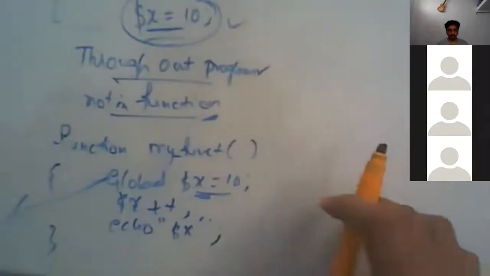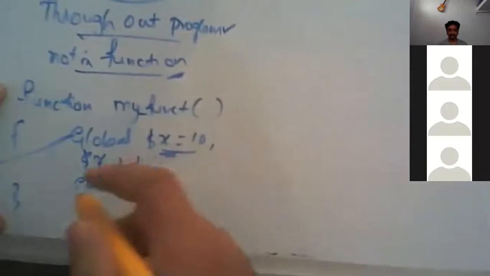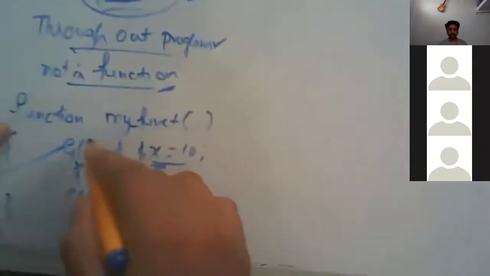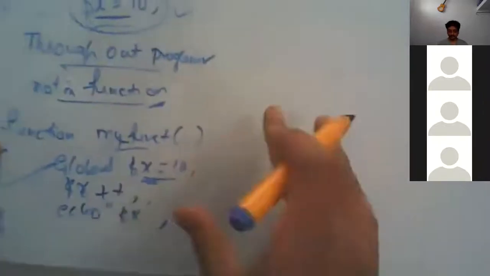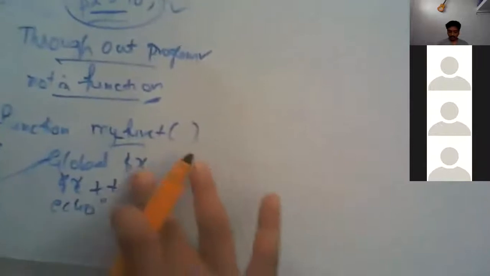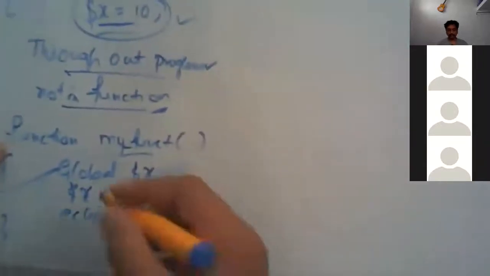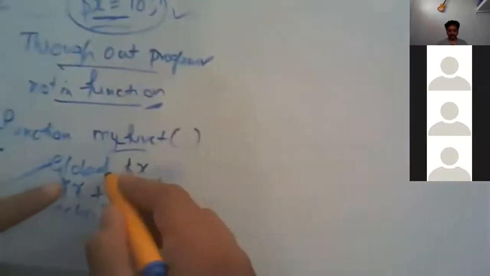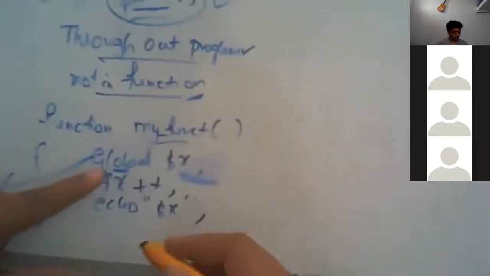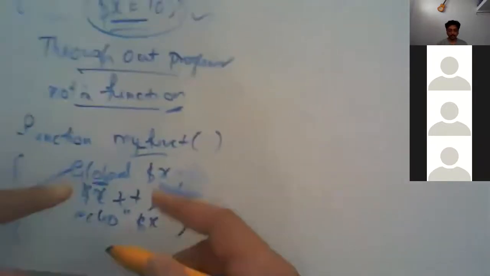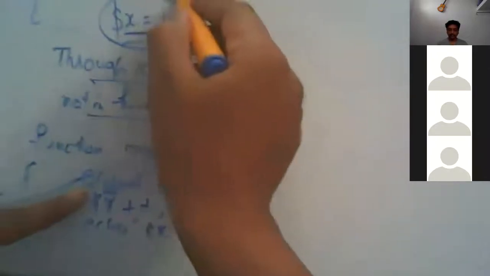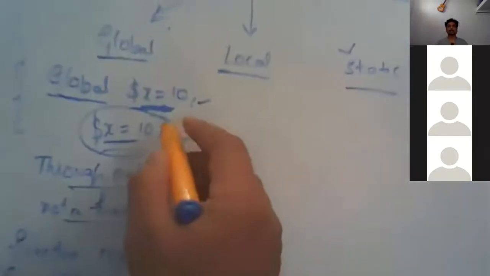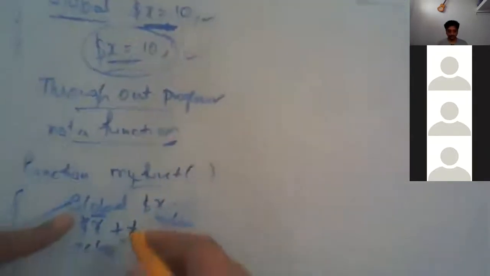Then the question is how to use that global variable inside the function. For that, I have an example here. I have a function called my function. Inside this function, I want to use this $x. Inside this, I want to call the same $x. Then how can I take it? I need to recall the same variable using the keyword called global. Now we can access the global variable here. Which global variable? This global variable.